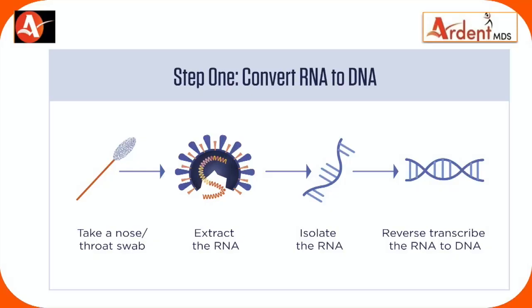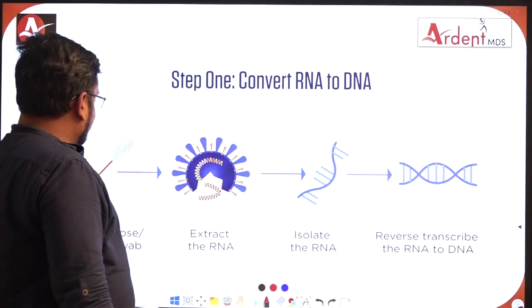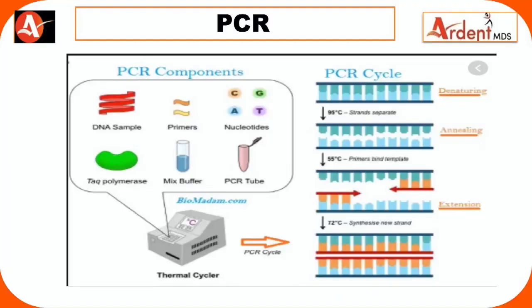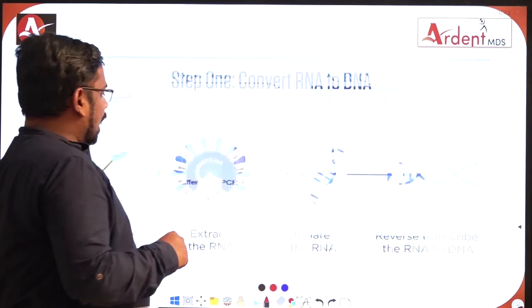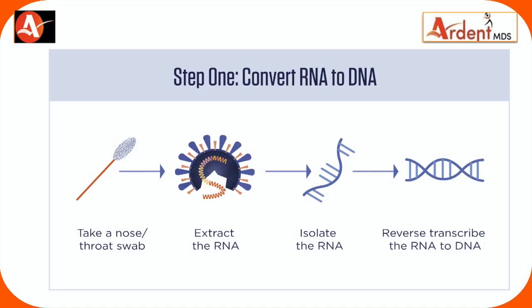Right. So once the swab is collected, put in the transport medium and sent to the laboratory, in the lab they go for a procedure called RT-PCR, reverse transcriptase polymerase chain reaction. Usually in a PCR the DNA is amplified. But here we collected SARS-CoV-2 which has RNA. So this RNA has to be converted into DNA.